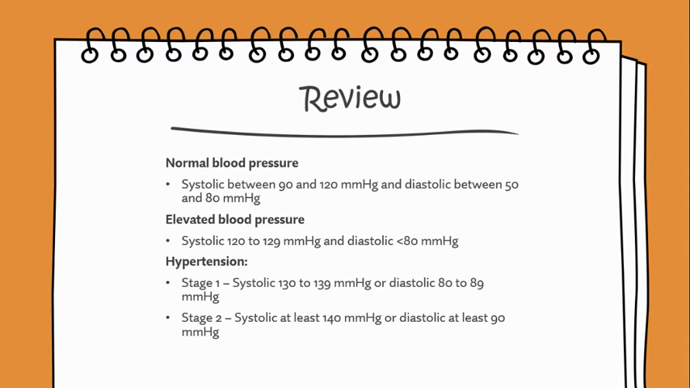In hypertension stage 1, systolic would be around 130 to 139 millimeters of mercury, or diastolic would be 80 to 89 millimeters of mercury. Stage 2 would be systolic at least 140 millimeters of mercury, or diastolic at least 90 millimeters of mercury.